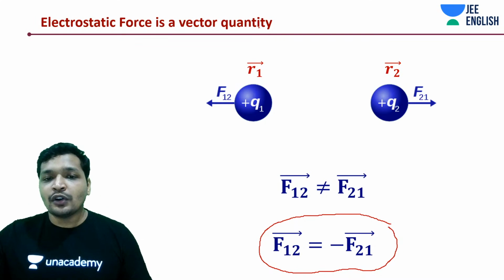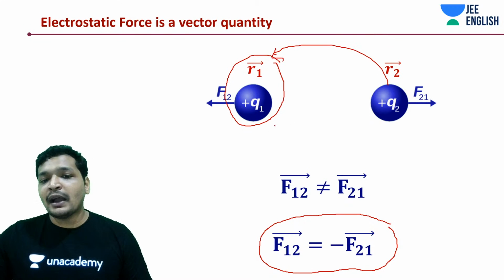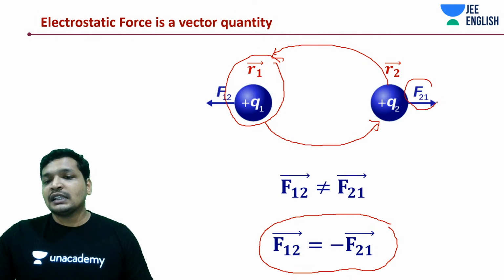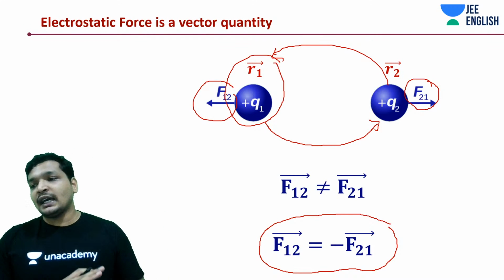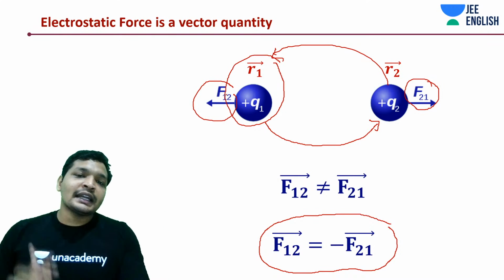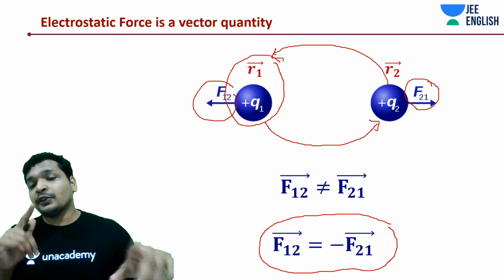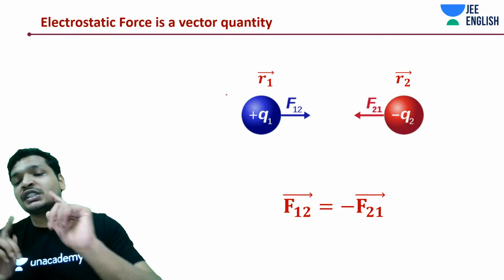Hence, the magnitude of the force on Q1 by Q2 is the same as the magnitude of the force applied by Q2 on Q1. F12 and F21 will have the same magnitude, but they will have opposite direction, be it negative charges or positive charges. So what I mean is, be it negative-positive or positive-positive, like or unlike charges, this is not going to change.